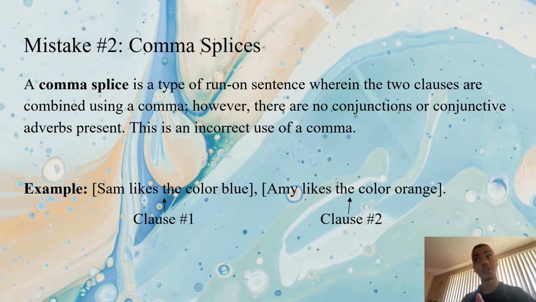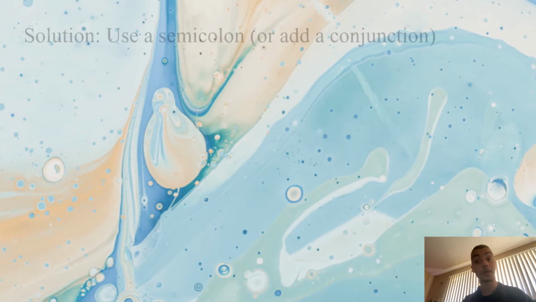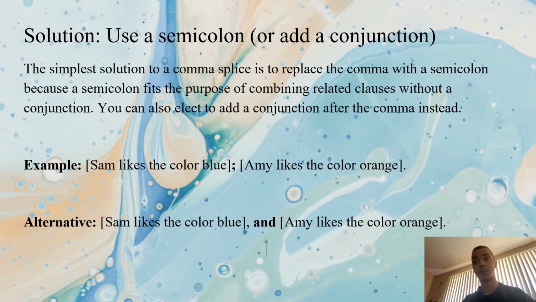The simple solution here is to use a semicolon. Semicolons have that purpose. They are meant to combine independent clauses that are related without the need for a conjunction. Just having the semicolon between the two sentences would be correct. As here, Sam likes the color blue, semicolon, Amy likes the color orange. That is completely grammatically correct.